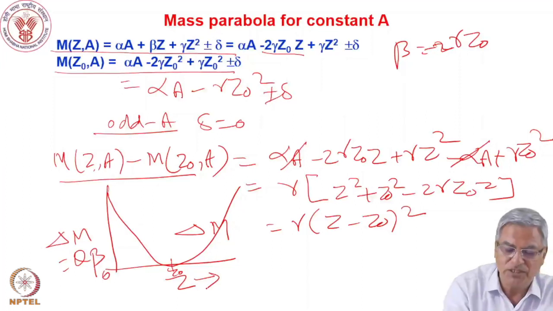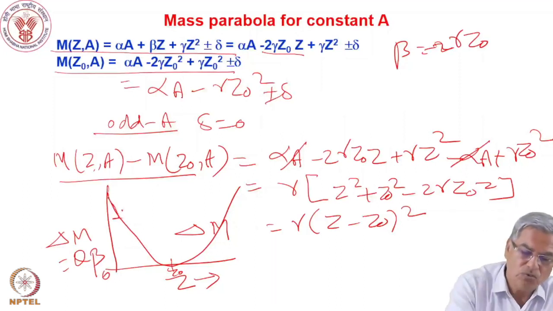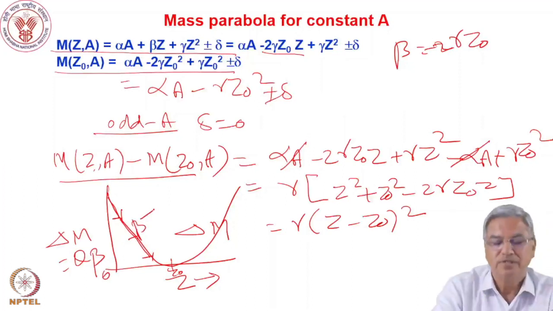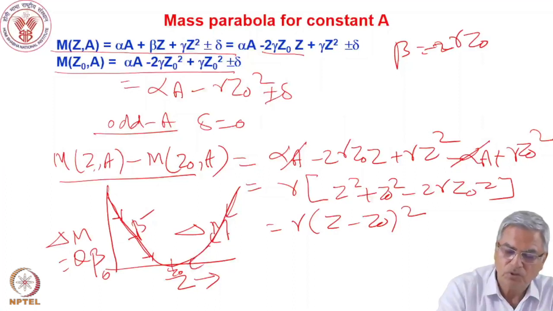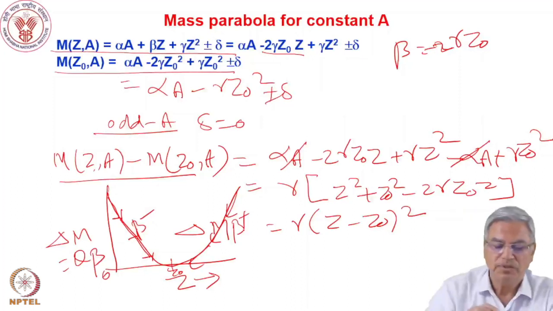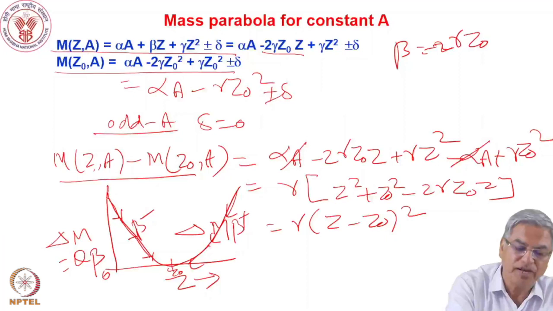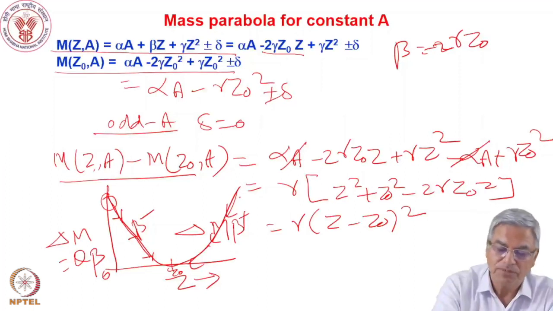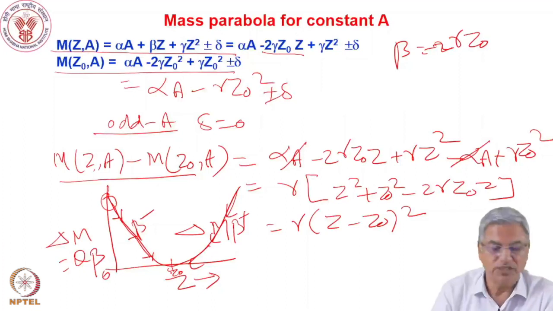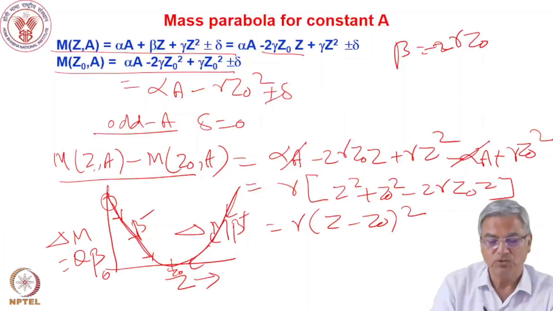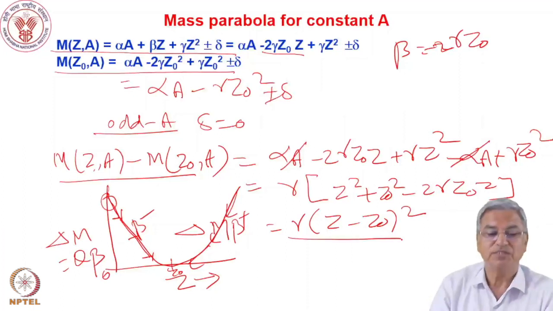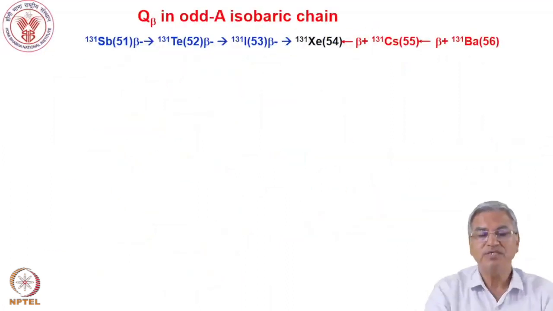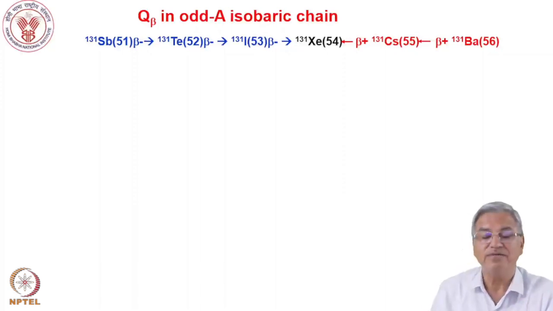Now you see here as Z is increasing from left to right, up to Z0 the lighter Z values will undergo beta minus. The heavier Z values will undergo beta plus. So irrespective of where you produce, for example, if you produce a fission fragment, it will be highly neutron rich, so it will undergo beta minus decay to ultimately lead to stability. If you produce a highly neutron deficient nucleus, it will undergo beta plus decay or electron capture and come to rest at Z stable. So this is what we mean by the mass parabola, and from this formula you can find out the systematics of beta decay. So let us see, for an odd A isobaric chain, how we can derive the Q beta.